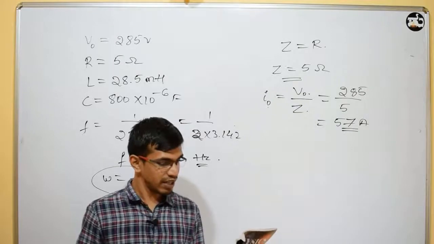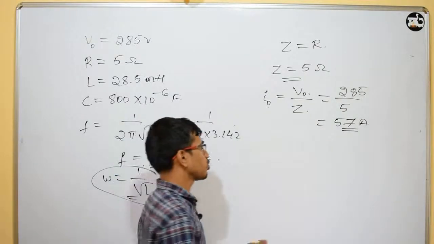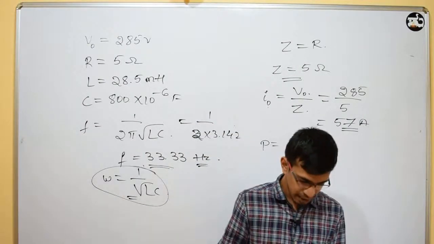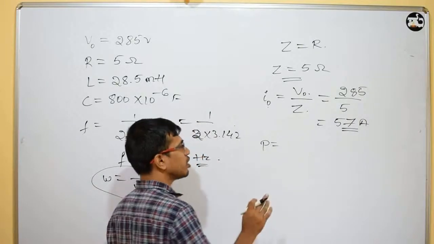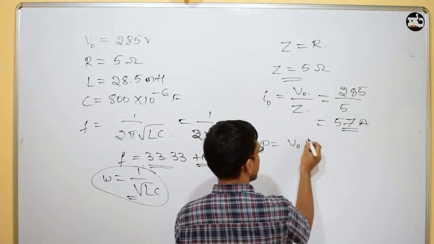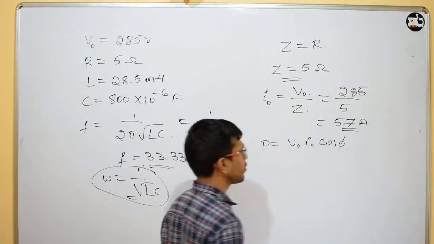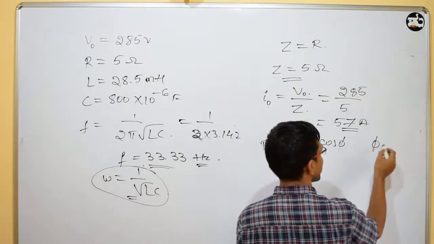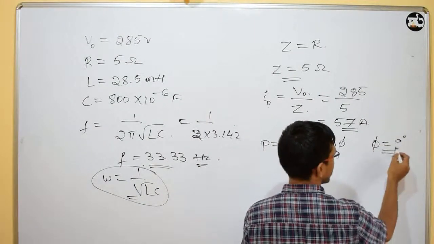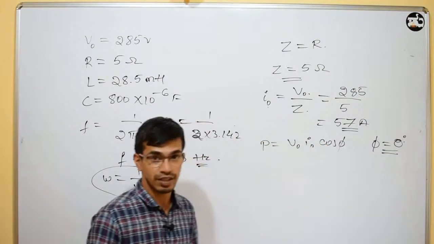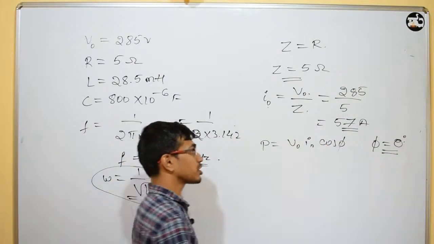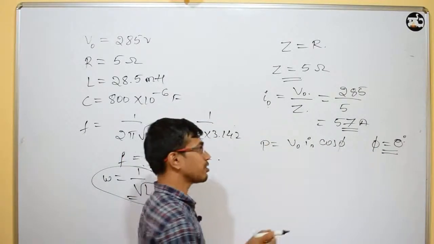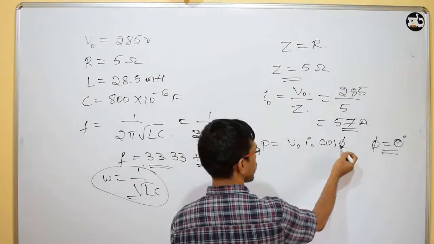The third question is power dissipated. To find the power dissipated, we know that power P naught is equal to V naught I naught cos phi. But what is the value of phi at resonance? It must be equal to 0 degree, because voltage and current are in the same phase. Only then do we get the resonance condition. So phi is equal to 0 degree. If I take phi equal to 0 degree, what will I get?